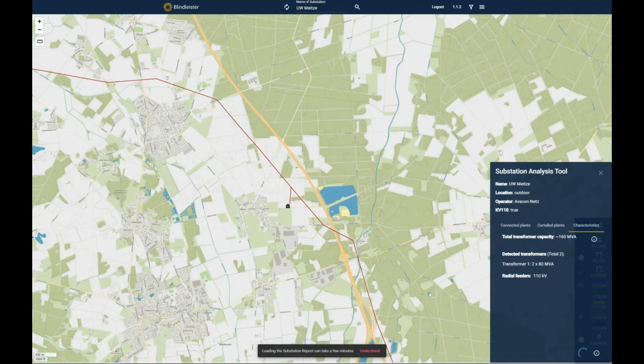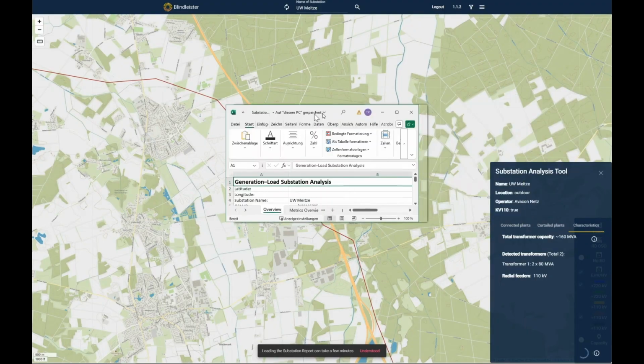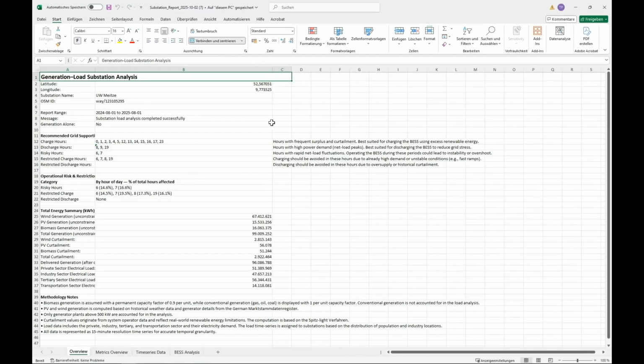It also considers curtailment, but in the end, we get a report about the substation Meize, which we can use to understand much better how much wind generation happened in this area, how much PV generation happened, which is here, for example, 15 terawatt hours. This is 67 gigawatt hours, generation. And we also see the curtailment.